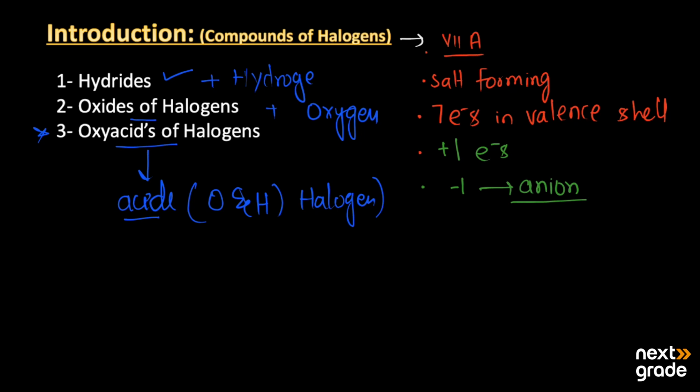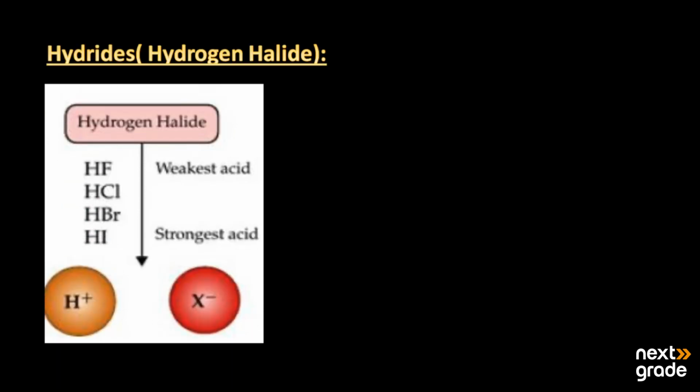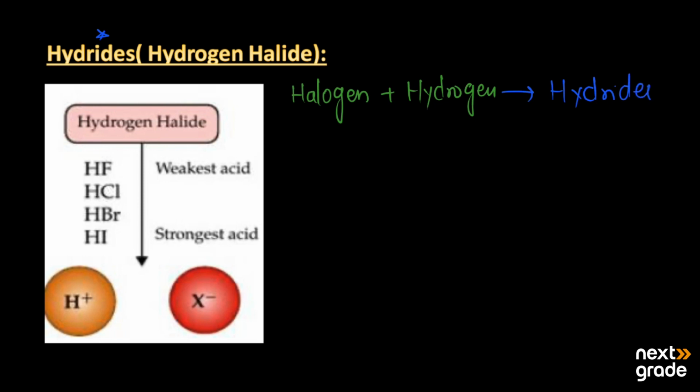Here we will discuss the first class of the compounds of halogens, which is called hydrides. The word hydride is basically derived from hydrogen. Also, when all the halogens react with hydrogen, after this chemical reaction they change into the hydrides. So the first hydride is formed when the halogen reacts with the hydrogen.